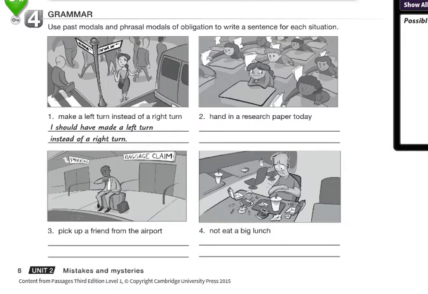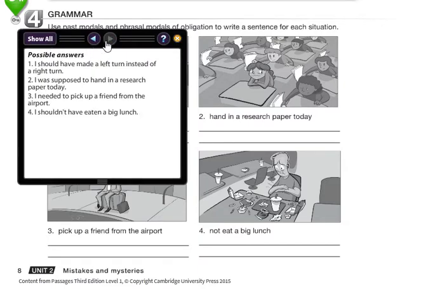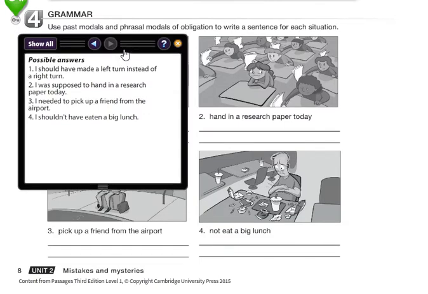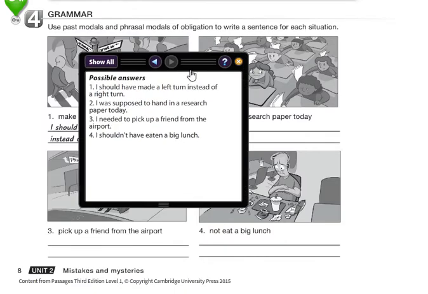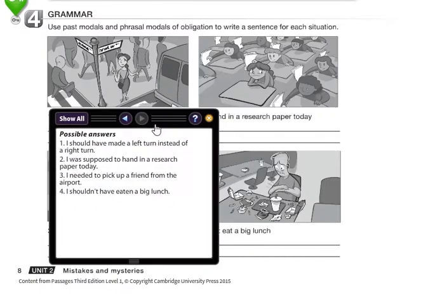Now it's time to see the answers. You may pause the video at this moment. And here we go. So, I should have made a left turn. I was supposed to hand in the research paper today. I needed to pick up a friend from the airport, and finally, I shouldn't have eaten a big lunch.